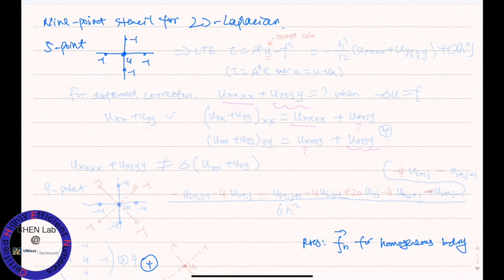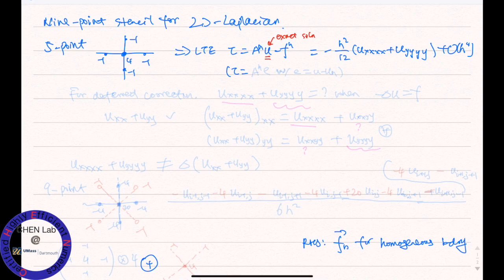It turns out if you do the local truncation error analysis, the tau is A_h applied to the exact solution U minus F_h. Let me emphasize this 17 times: U is the exact solution. We see that this is negative h squared over 12 times (u_xxxx plus u_yyyy), plus an h to the 4th term.